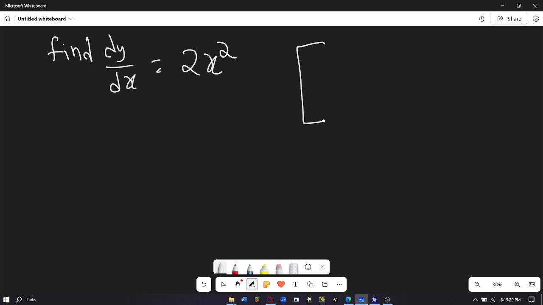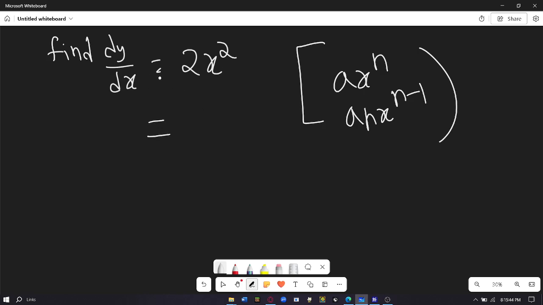First, let's give a question. Let's say we have a question right here. Find dy by dx of this function, 2x squared. Okay, the formula for this, remember this, is that ax to the power n becomes anx to the power n minus 1. Since we know that, that means dy by dx is the derivative of this.